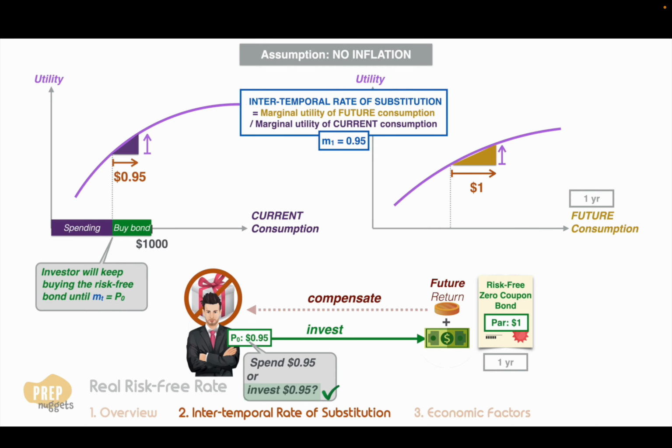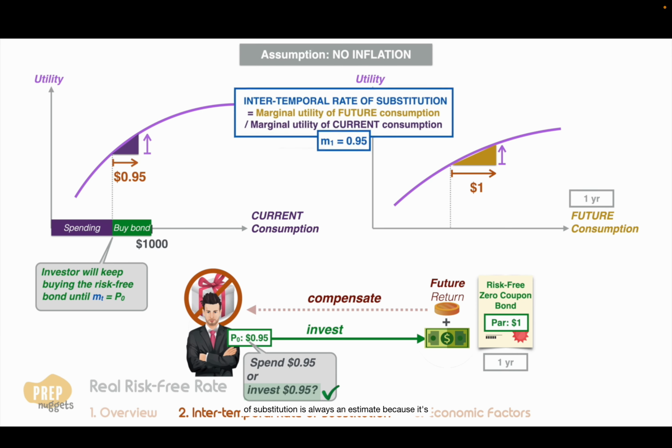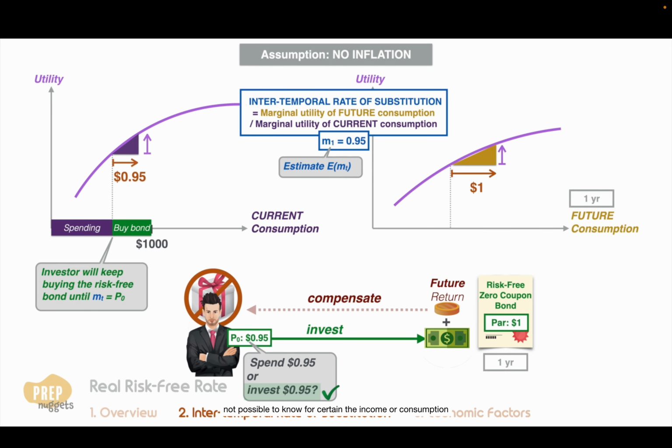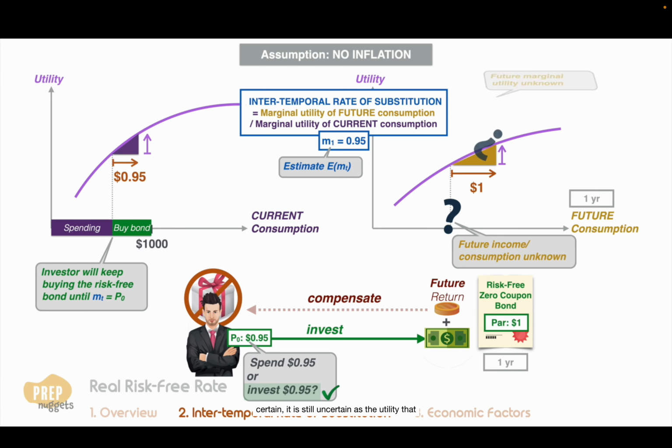point he'll stop buying. In general, you should understand that the intertemporal rate of substitution is always an estimate, because it's not possible to know for certain the income or consumption level in the future, even in the absence of inflation. And even for a risk-free instrument where the cash flow is certain, it is still uncertain as the utility that'll be derived from it is not known today. Given these uncertainties, the investor must make the decision today based on his expectations of future circumstances.